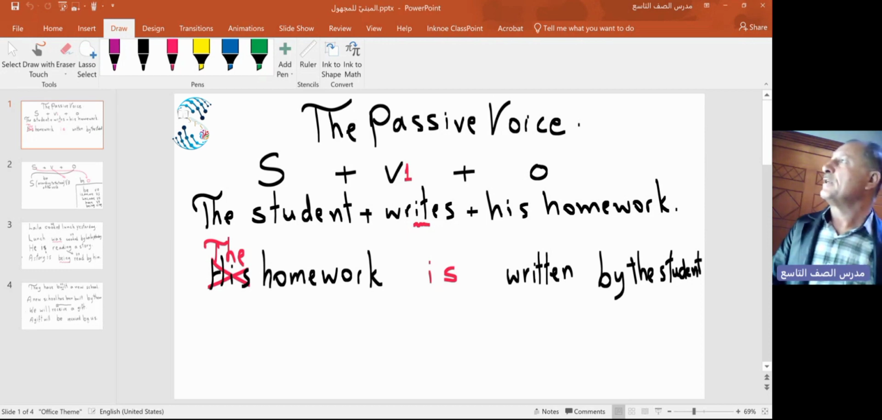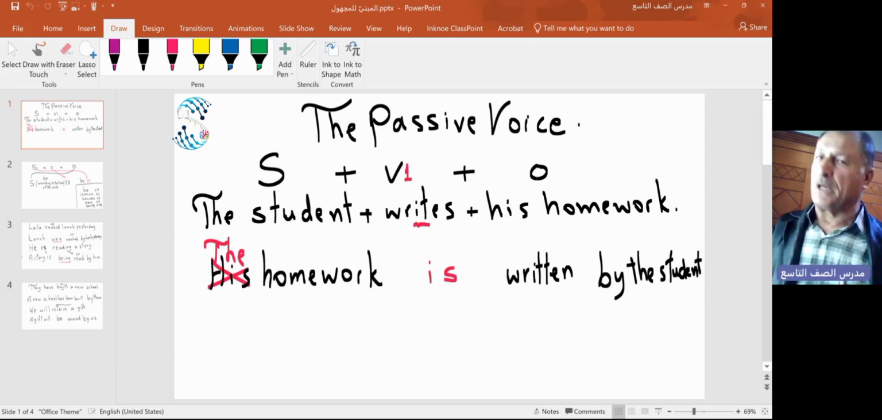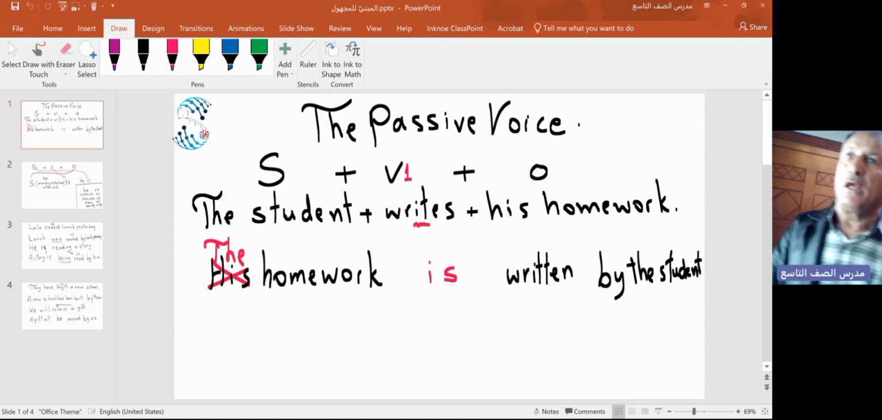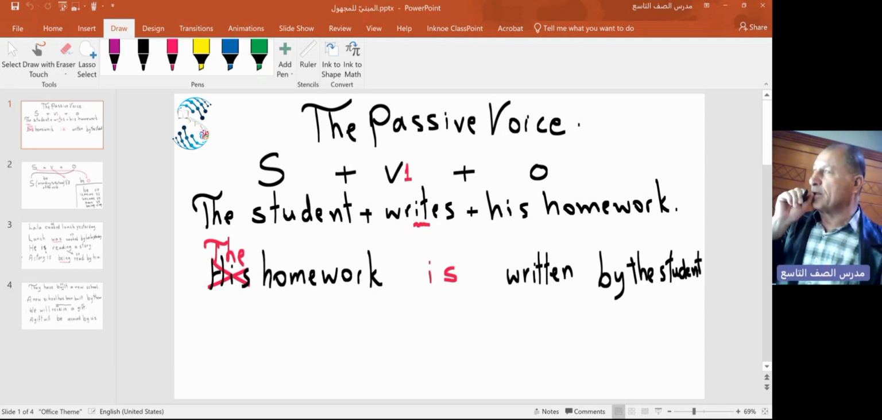The passive voice is used when we are not very interested in the agent or the doer of the verb, but we are interested in the verb itself or the object itself. So the sentence originally is subject plus verb plus object. Today we are going to start with the present simple. For example, subject plus verb 1 plus object.